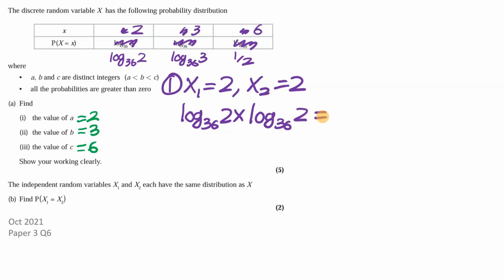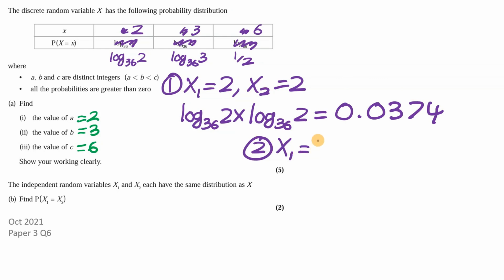36 of 2. If you put this into your calculator, it's equal to 0.0374. So this is the probability of this here. And then the second way is that x1 is equal to 3 and x2 is equal to 3.